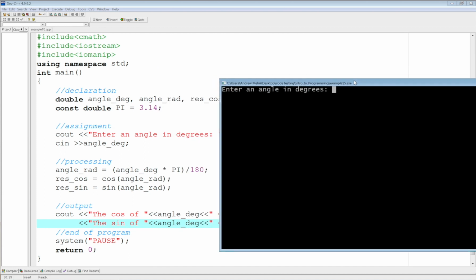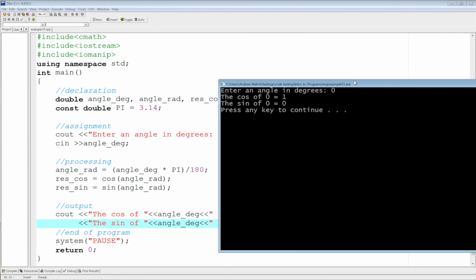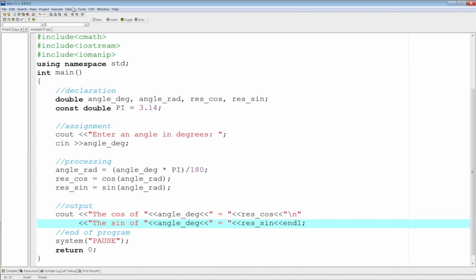So you can run now. You don't need to compile anymore. And let's put 0 degrees. Okay? One is 1 and the other one is 0. All right, well, let's do 90 degrees. So let's go ahead and run again.